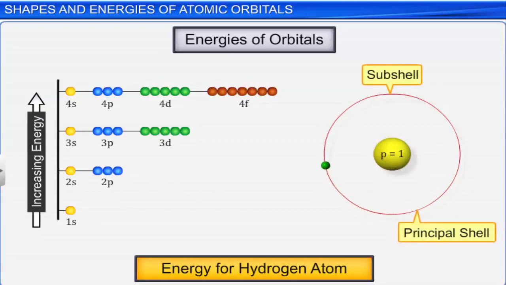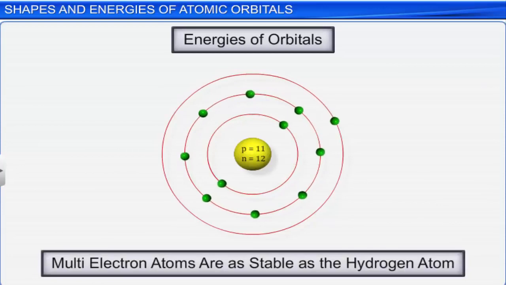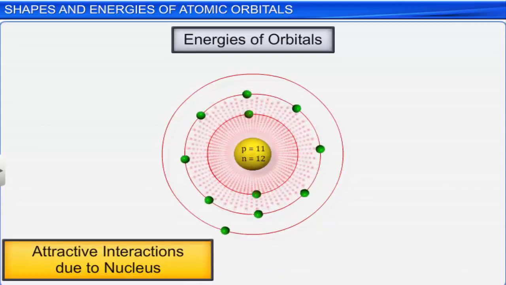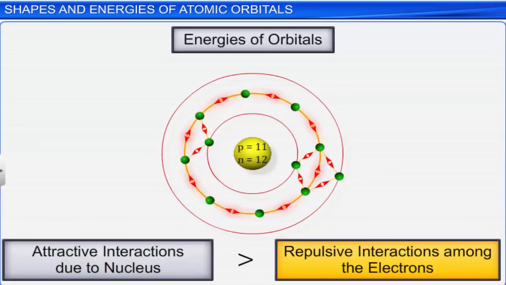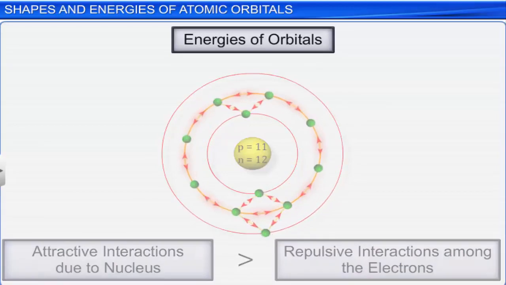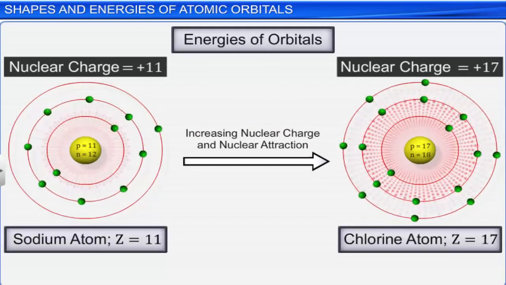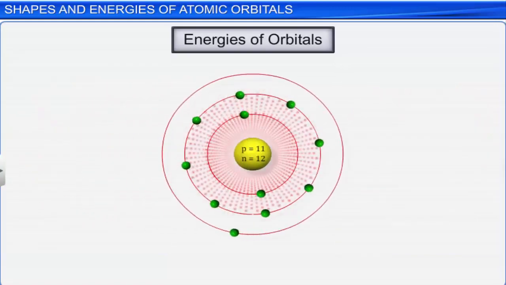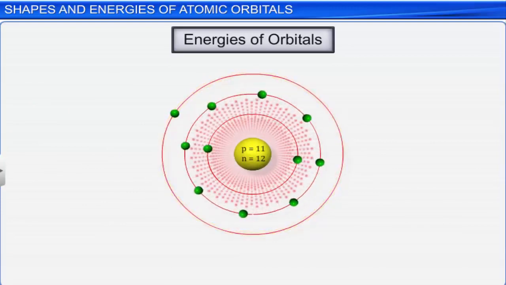Despite these repulsive interactions, the multi-electron atoms are as stable as the hydrogen atom, because the net attractive interactions between these electrons and the nucleus are more than the repulsive interactions among the electrons. The attractive interactions of an electron increase with increase in positive charge on the nucleus. The complete attractive interactions of the positive charge are not experienced by the outermost electrons, as the electrons in the inner shells tend to shield the electrons in the outer shells from positive attraction of the nucleus.